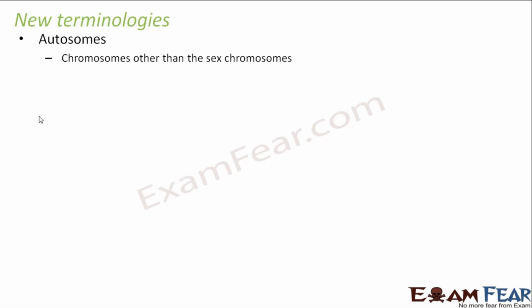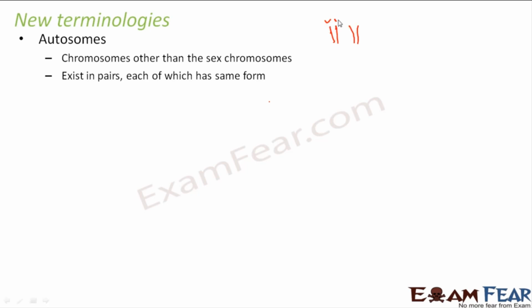Now these autosomes exist in pairs and each member of the pair has the same form. But they differ from other pairs in a diploid cell. That means, when I talk of autosomes, all the autosomes will exist in pairs. So these two autosomes of one pair will be exactly similar to each other. But if you compare one member with a member of some other pair, they will be different. They control the somatic traits. The word somatic means something related to the body. So they control all the different traits of the body.